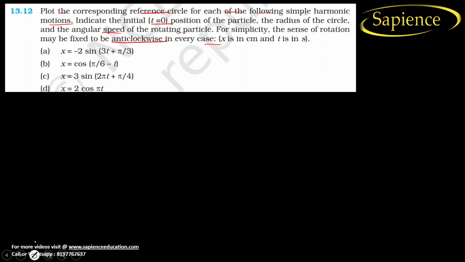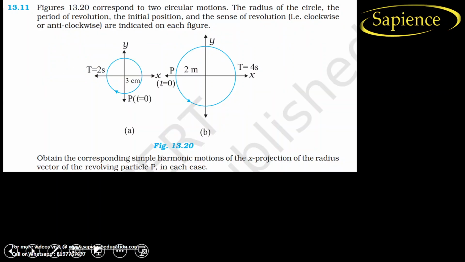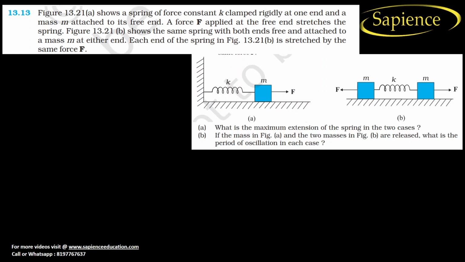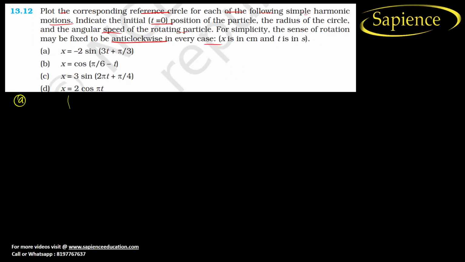So we need to find the same circle as we have done before. This type of circle we have to draw for each equation. First of all we take equation A, so I will work on equation A only. Equation A: x is equal to minus 2 sin(3t plus pi by 3). Let us make a reference circle for this.